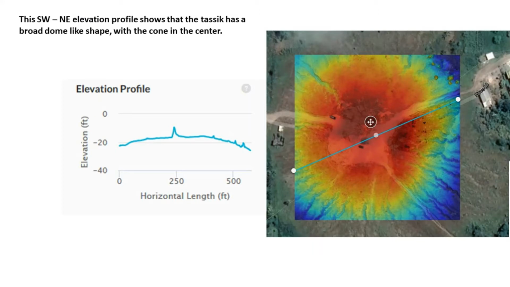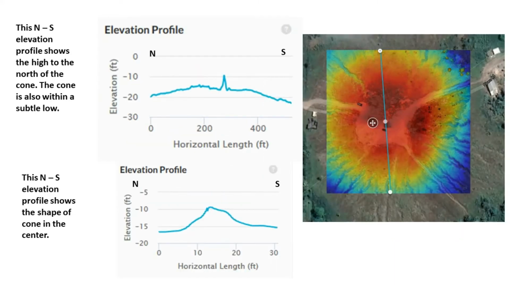This southwest to northeast elevation profile shows that the Tassic has a broad dome-like shape with the cone in the center. The upper elevation profile shows a high to the north of the cone. The cone is also within a subtle low. The lower profile shows the shape of the cone.